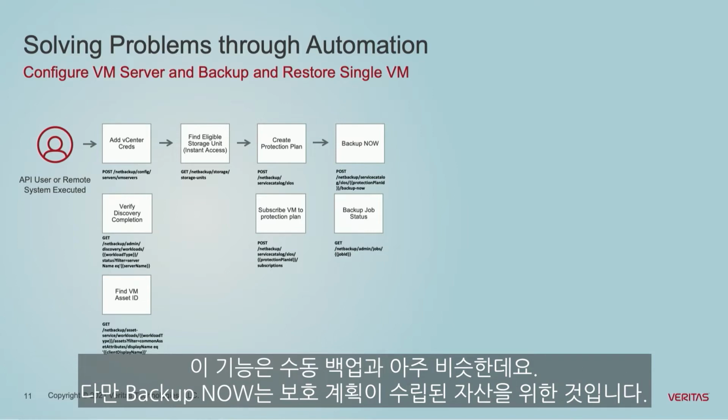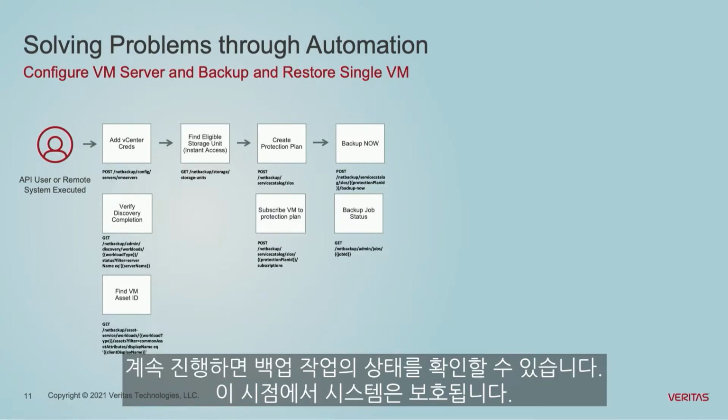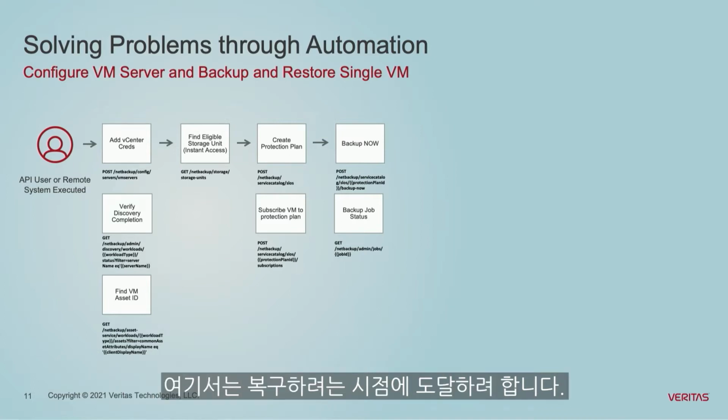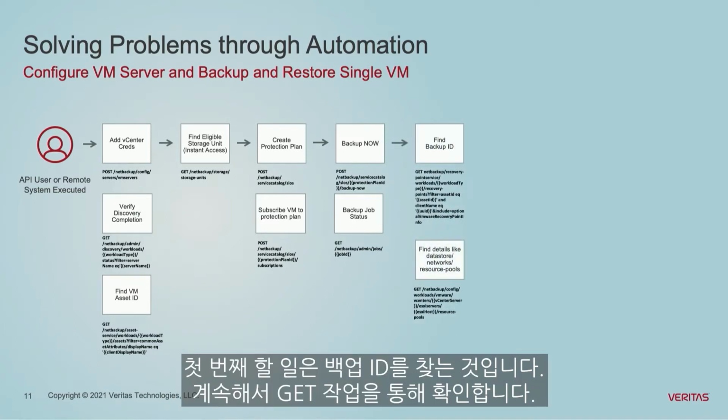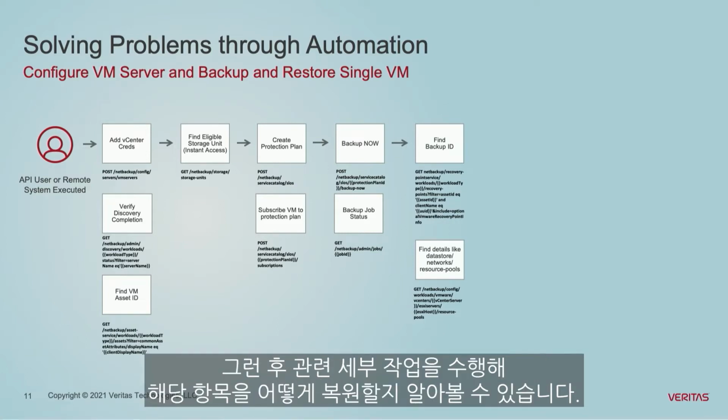This is very similar to a manual backup. However, backup now is for protection planned assets. And then we can go ahead and get the status of the backup job. At that point, this system is protected. But let's say we want to get to the point where we want to recover that. So the first thing we'd have to do is find the backup ID. So we'd do a GET operation to get that. And then we'd get the details so that we can figure out how we want to restore this.